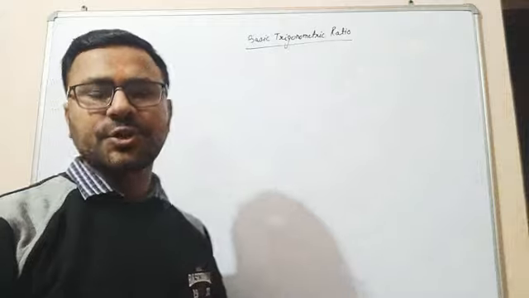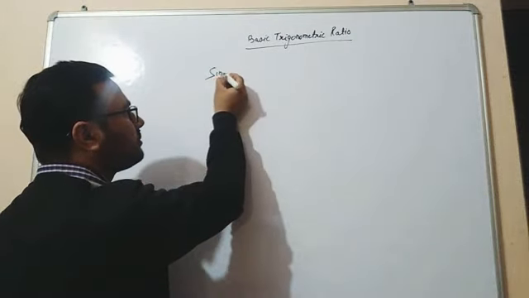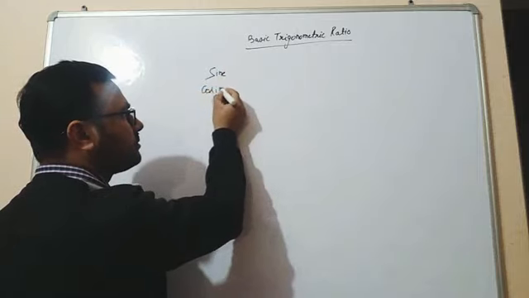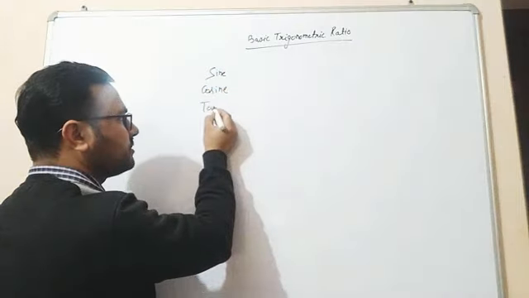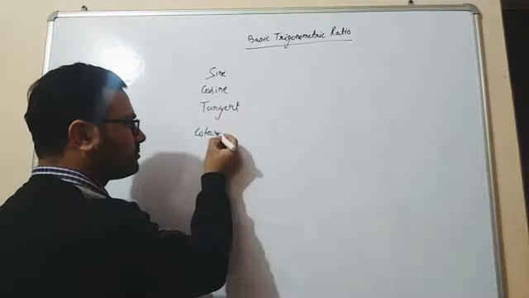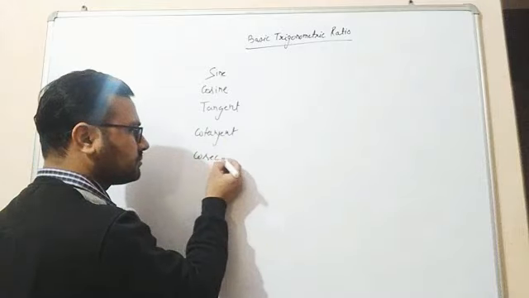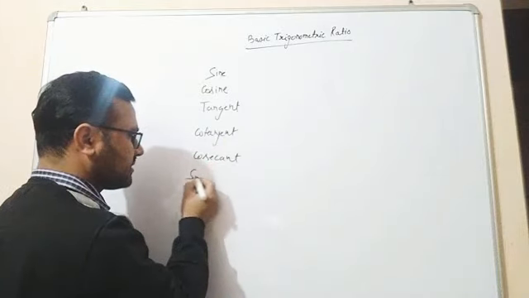There are 6 trigonometric ratios: sine, cosine, tangent, cotangent, cosecant, secant.